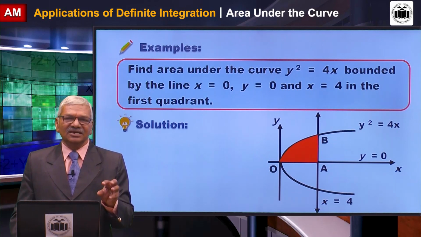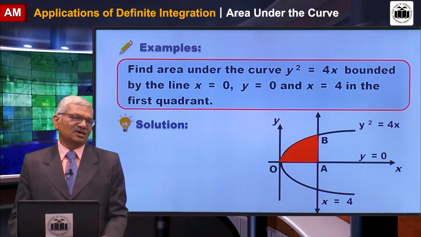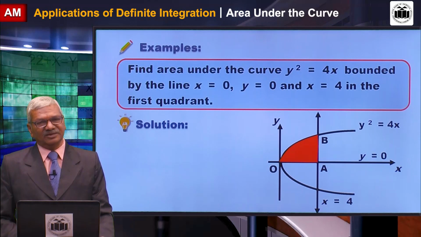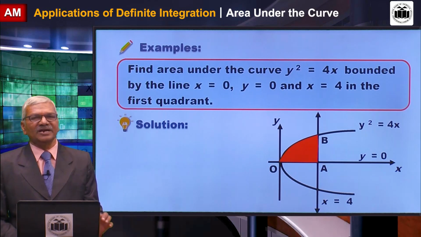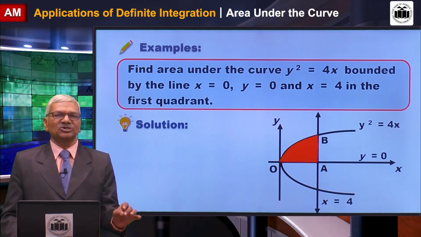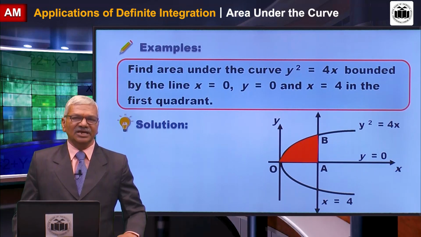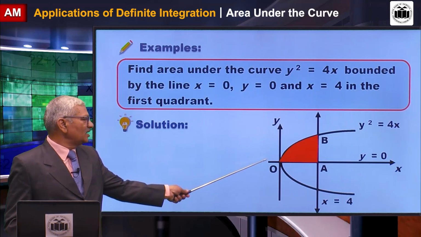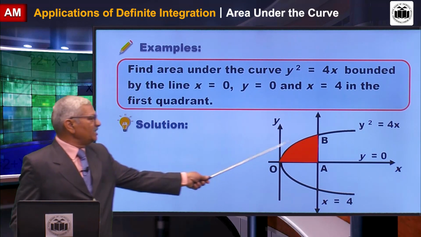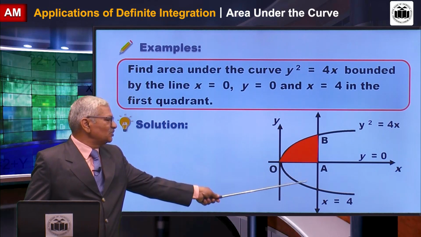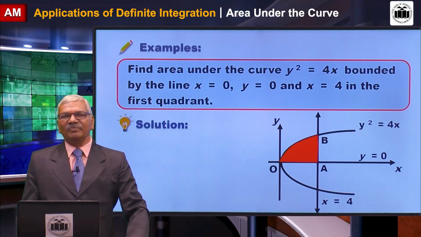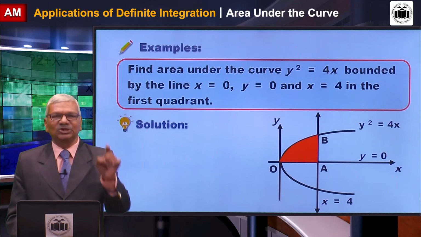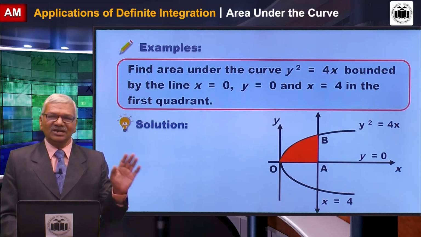Hence, the region is bounded by these 4 curves, which is shown by red color. Now, the next part is how to decide the limits of integration. In this case, you are going to measure area from point O, where x equals 0 because it is the origin, to the point A, which is x equals 4. So, what is the limit of integration? Right, 0 to 4. You got the limits.